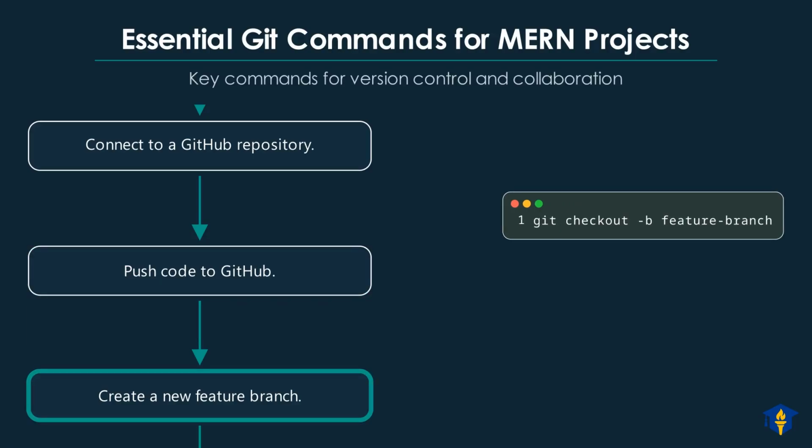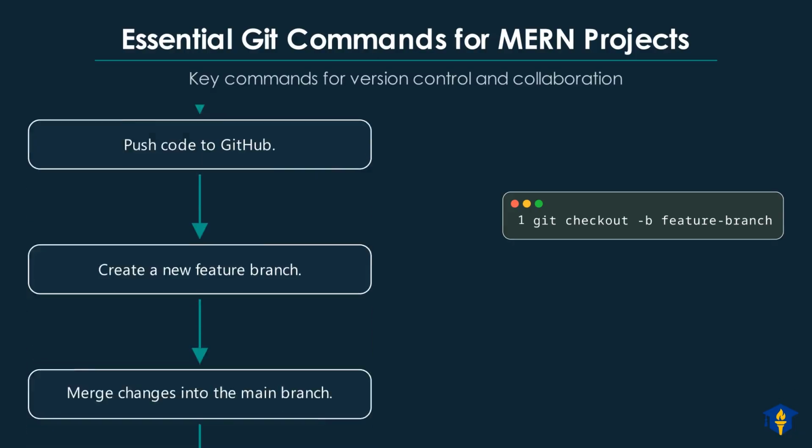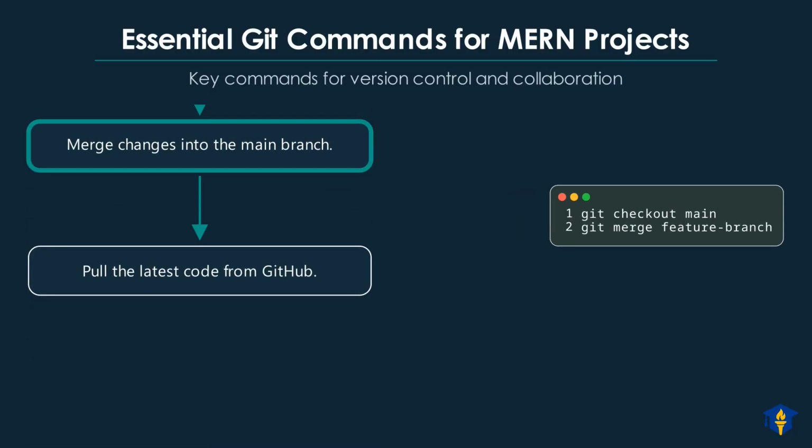To work on a new feature without affecting the main code base, create a new branch. The command git checkout -b feature-branch creates and switches to a new branch. After completing a feature, you will merge its changes back into your main branch. First, switch to the main branch. Then use git merge feature-branch to integrate changes.